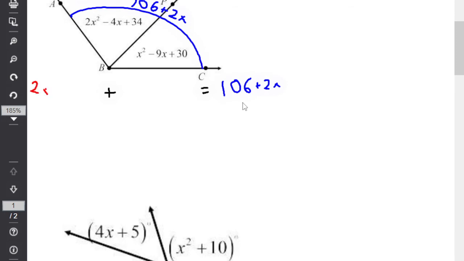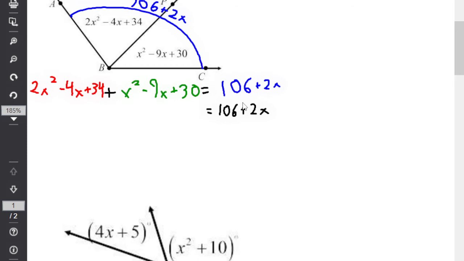We have 2x squared minus 4x plus 34. And then we have x squared minus 9x plus 30. So we're going to put all of our terms together. Group my x squared terms together on this left side here. I'm going to leave the right side alone for now. I'm going to keep it as the 106 plus 2x. We'll move that around in just a minute.